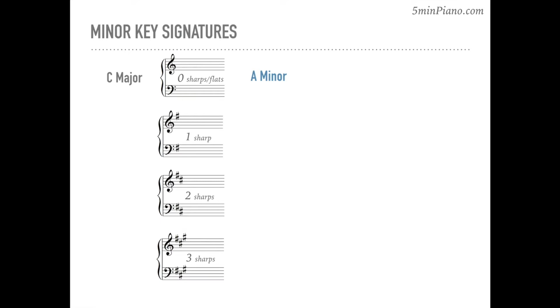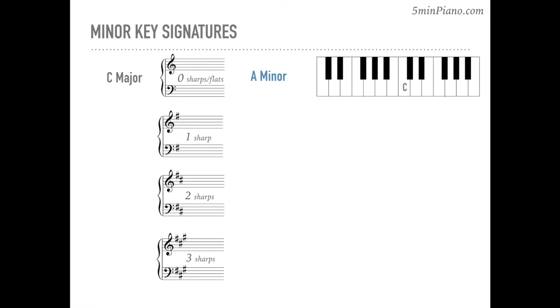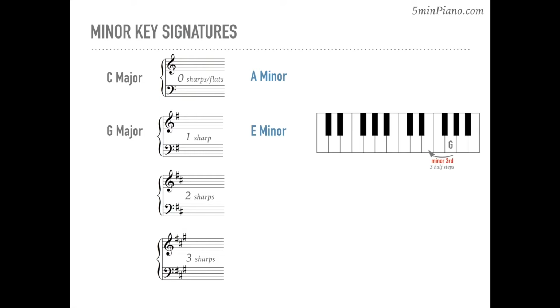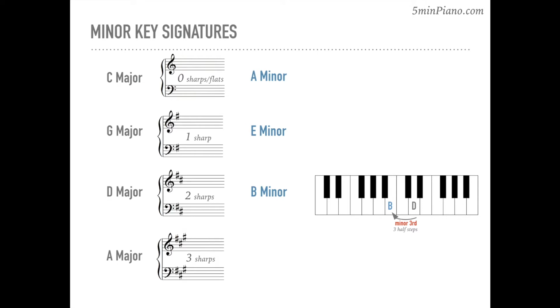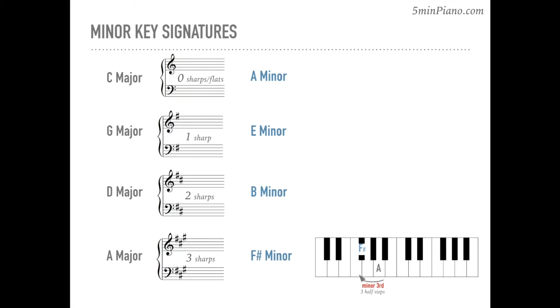You can figure out a major key signature's relative minor key by going down a minor third, or 3 half steps, in this case, C to A. G major's relative minor is E minor. D major, B minor. A major, F sharp minor, and so on.